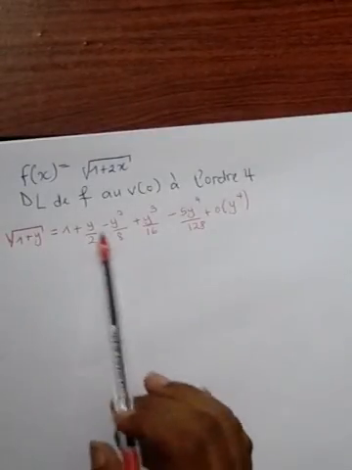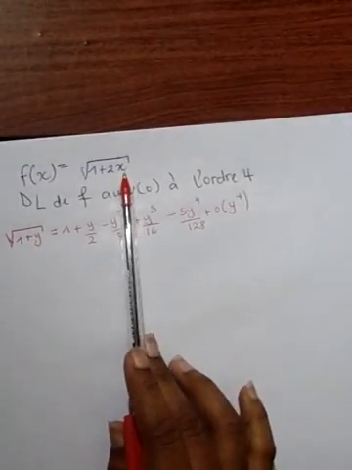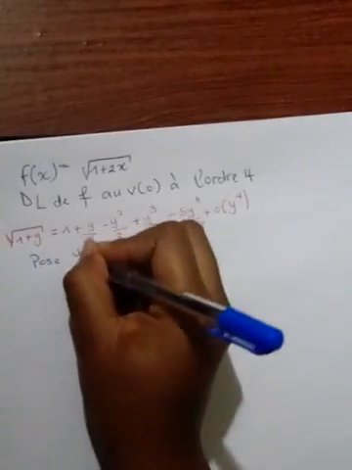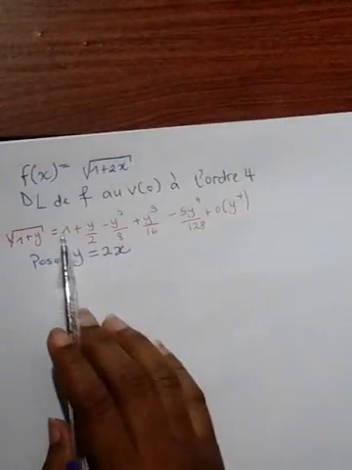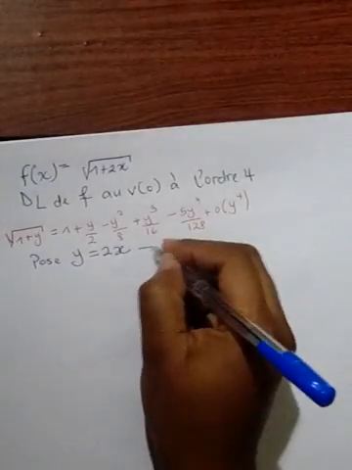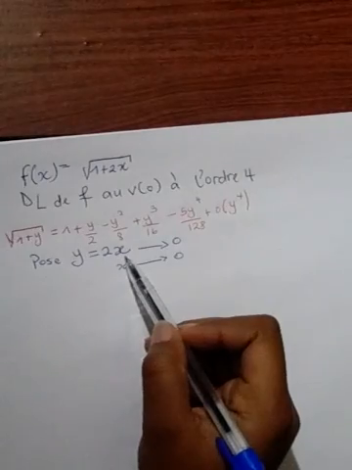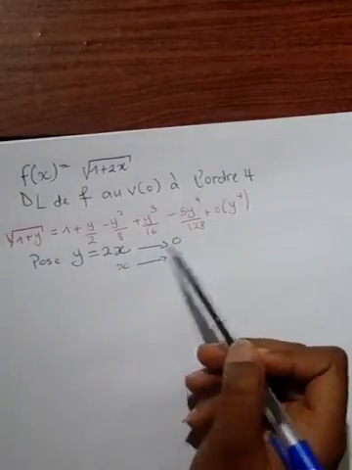So looking at this, we can calculate the DL of this function by replacing y with 2x. So we pose y to be equal to 2x. And always we have to verify that the limit au voisinage de 0 of this function will give us 0. So 2x tend vers 0 when x tend vers 0, because if au voisinage de 0 I replace x with 0, I'm going to get 0. So this 2x will be equal to 0 when x is equal to 0.